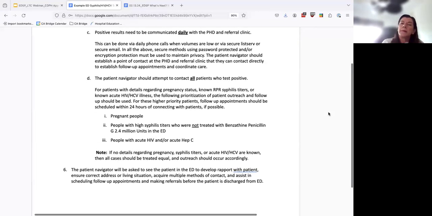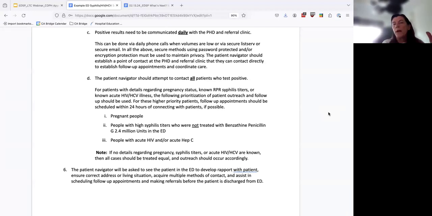So that's really just the recommended follow-up time frame after medication is initiated in the emergency department. Positive results need to be communicated daily with the public health department, and in some cases, patients will just be following up with public health departments. In other cases, there'll be a referral clinic that patients follow up with, but those communications should be daily so that patients do not fall through the cracks.